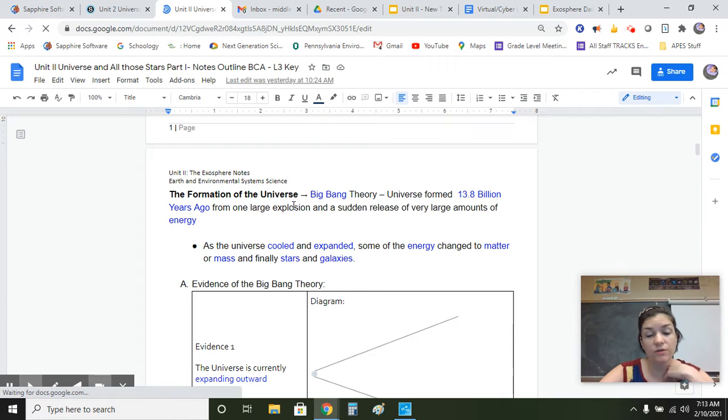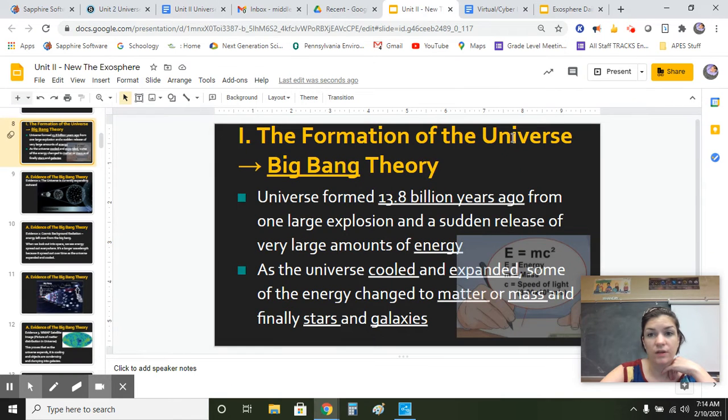And the formation of the universe, the theory is called the Big Bang Theory. And I'm not talking about the show or anything. But if we're looking at this, the universe formed 13.8 billion years ago from one large explosion and a sudden release of very large amounts of energy. And that might seem far-fetched, but we're going to go over the evidences that scientists have looked at, and it does kind of make sense. So just be aware of that. If you're like, hold up, there's no way, buckle up.